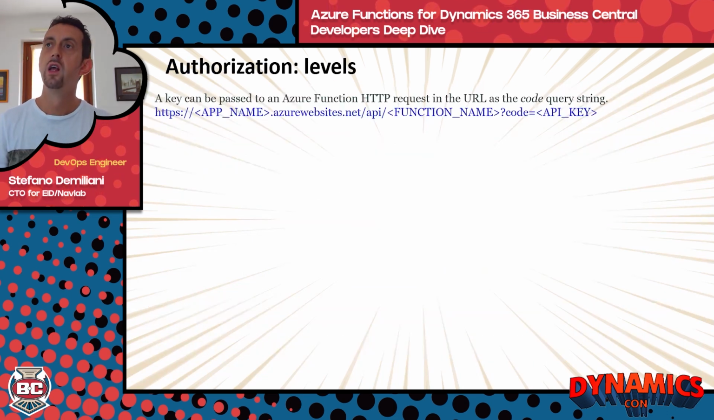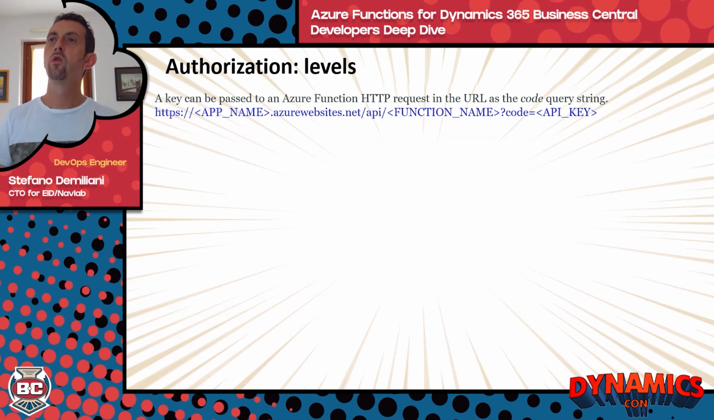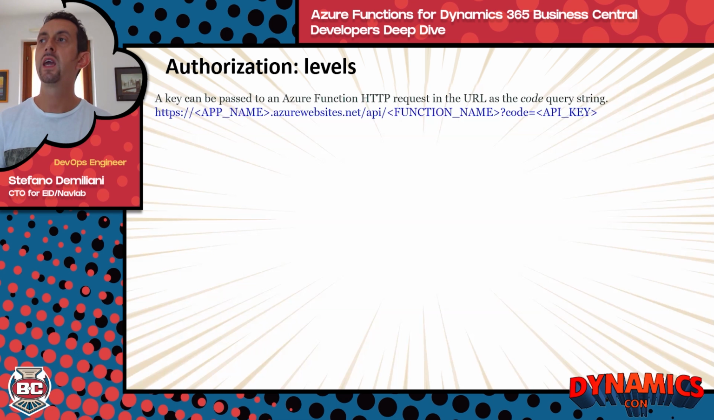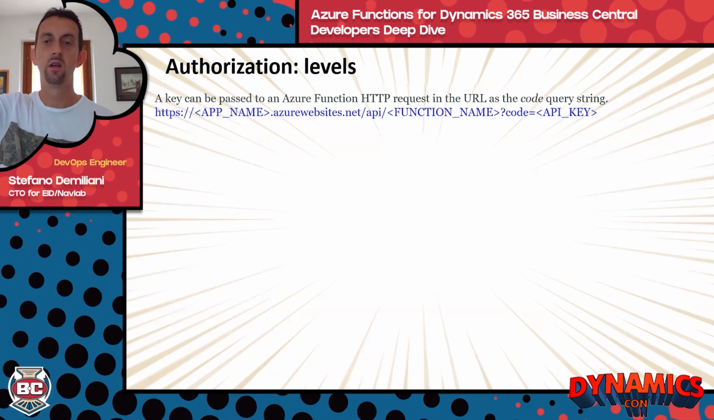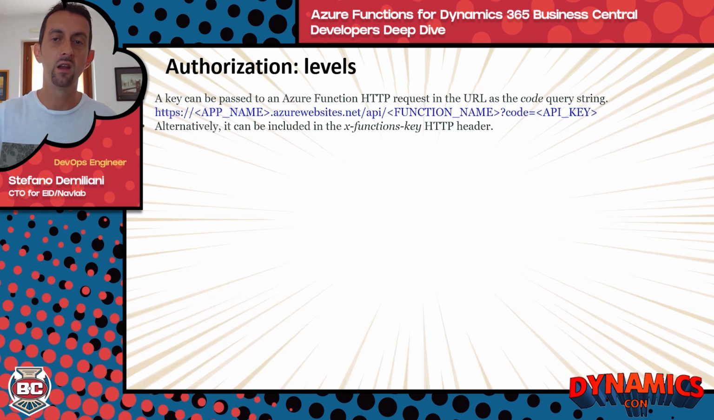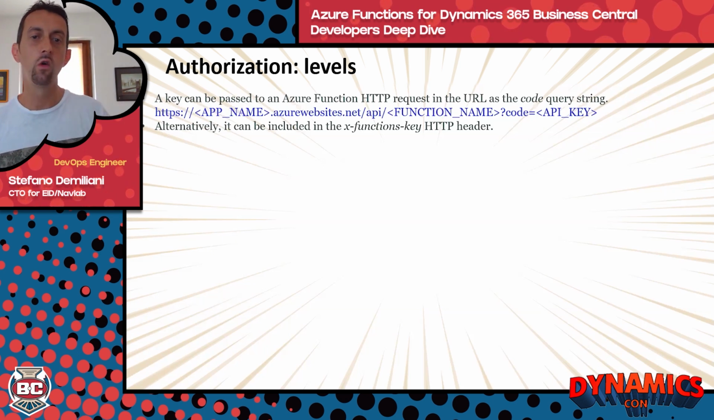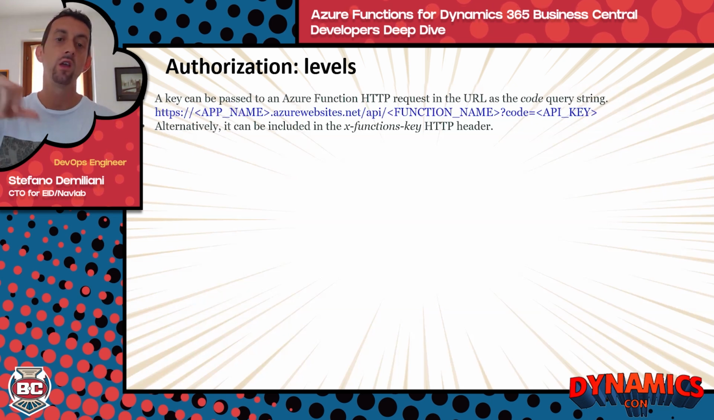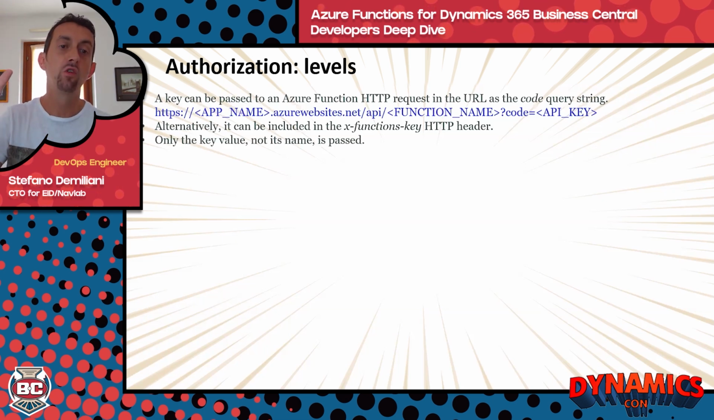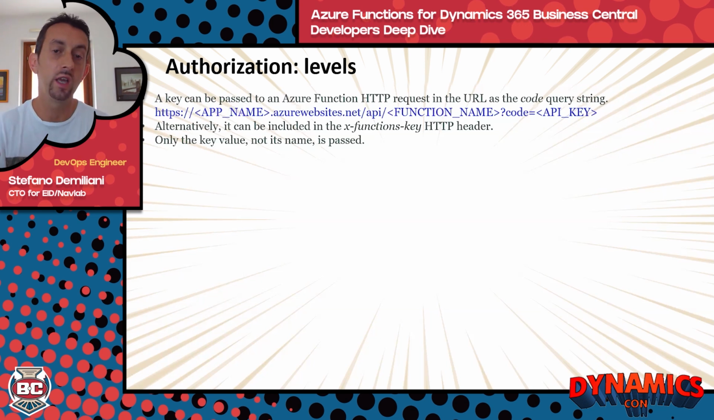About the authorization levels: if you are not using anonymous, which is what I recommend, you need to call an Azure function endpoint by passing the key. The key can be passed directly in the URL, like in this way, code equals and the key. Or you can pass the key inside an HTTP header parameter that is called x-functions-key. If you don't want to use that inside the URL, you need to place in your HTTP client call an HTTP header parameter x-functions-key. And obviously you need to pass only the key value, not the key name.